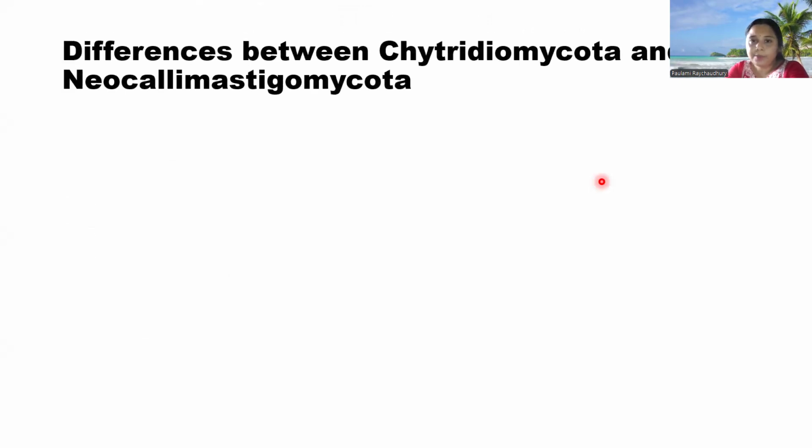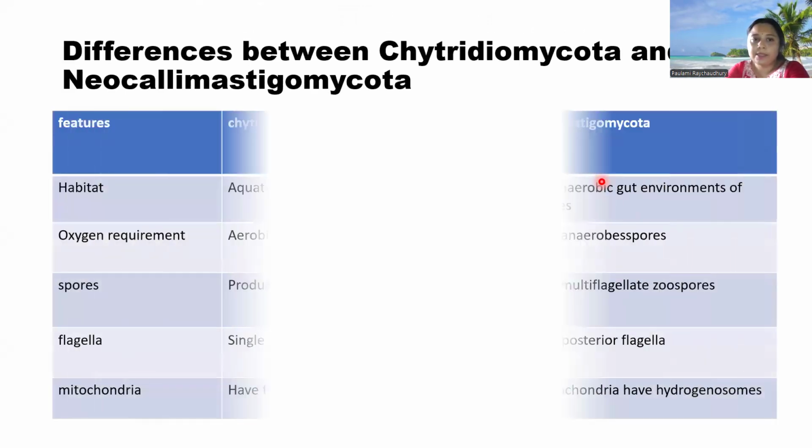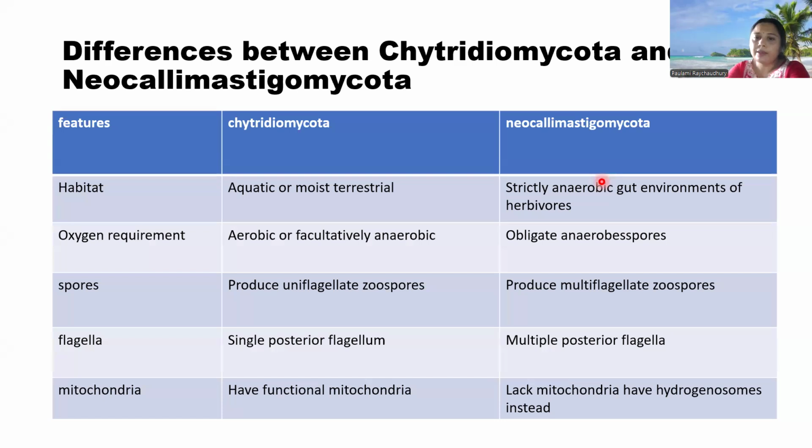Now, what are the differences between Chytridomycota and Neokalimysticomycota? Habitat: Chytridomycota, as I have told, are aquatic or mostly terrestrial. They are the most important cause of amphibian decline. And Neokalimysticomycota are strictly anaerobic; they love the gut environments of herbivores. Oxygen requirement: Chytridomycota are aerobic or facultative anaerobic, but Neokalimysticomycota are obligate anaerobes.